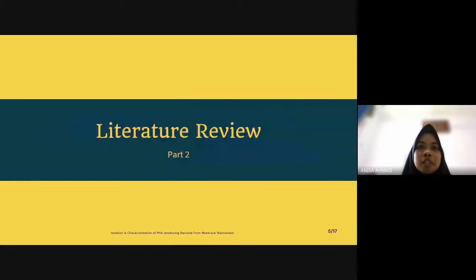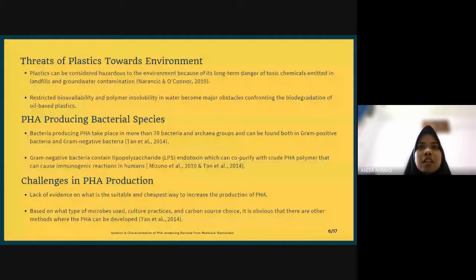Plastic has become a threat to the environment because it is considered hazardous, owing to the long-term dangers of toxic chemicals emitted in the landfills and groundwater contamination. The restricted bioavailability and polymer insolubility in water have become the major obstacles in converting oil-based plastic through biodegradation.